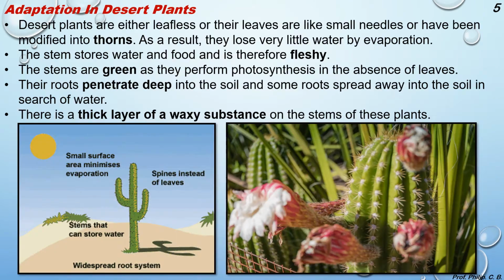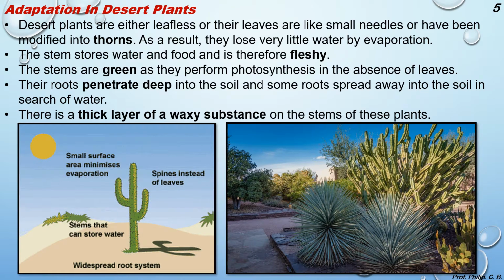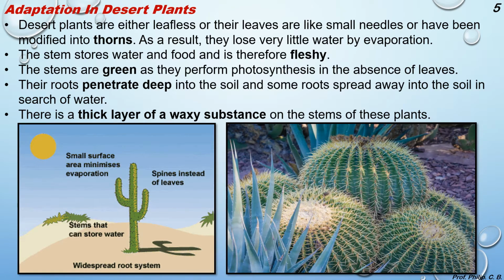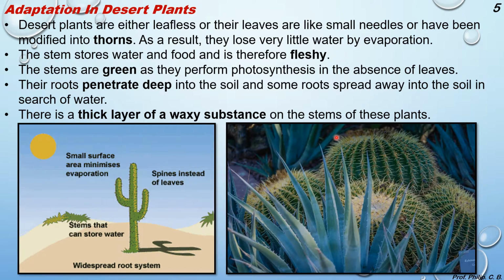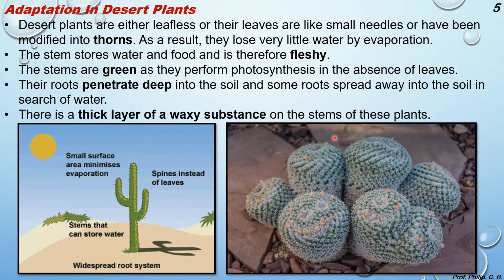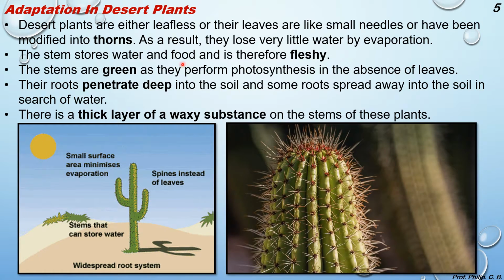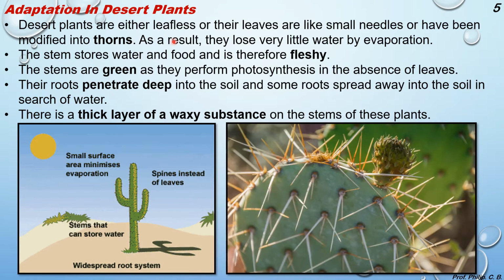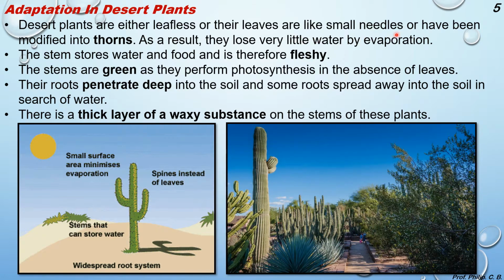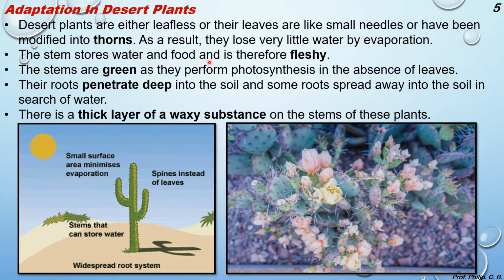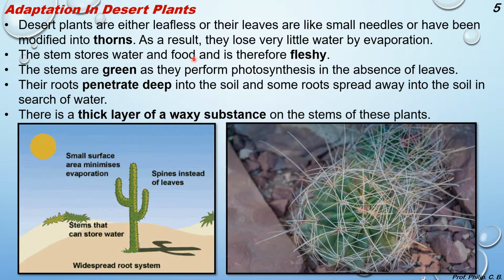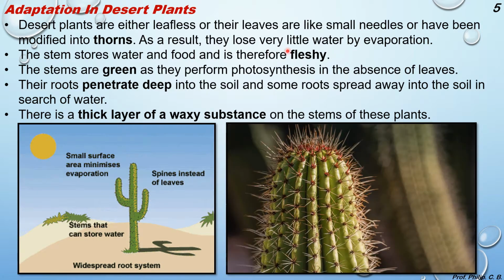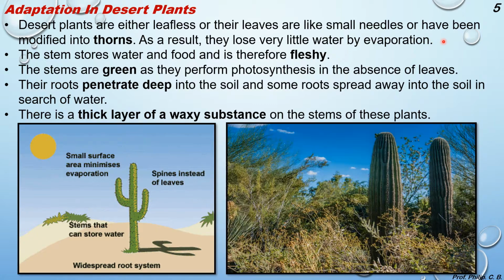Now coming to the next adaptation, that is adaptation in desert plants. Now as you know, desert has very little water and rainfall, very hot climatic conditions, right? Desert plants are either leafless or the leaves are like small needles or have been modified into thorns. As a result, they lose very little water by evaporation.